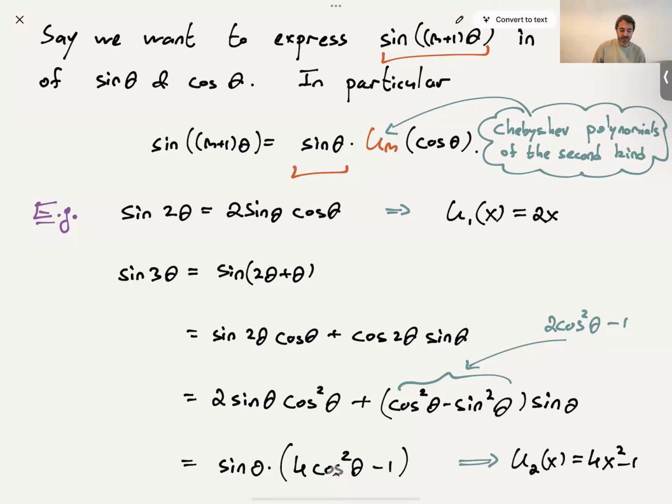So for example, sine of 2 theta is 2 sine theta cosine theta. So you see, you can write it as sine theta times this polynomial 2x when x is applied to cosine theta. So U_1 in this notation is 2x. And if you're going to do sine 3 theta, well, it's sine of 2 theta plus theta, which uses the sine cosine plus cosine sine formula.